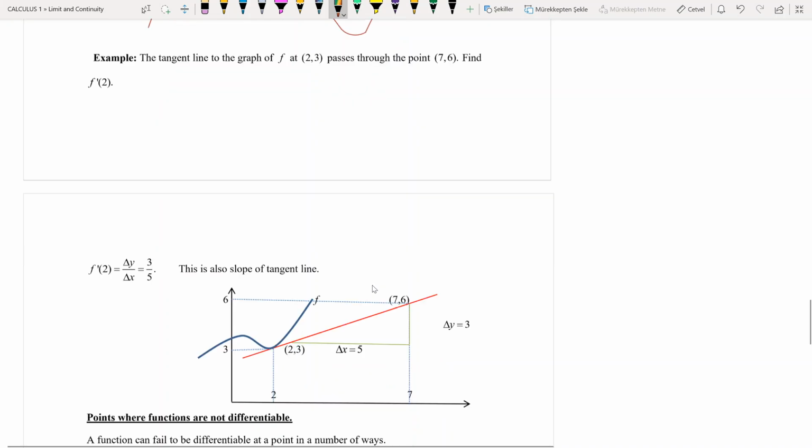One simple question. The tangent line to the graph of f at the point (2, 3) passes through the point (6, 7).